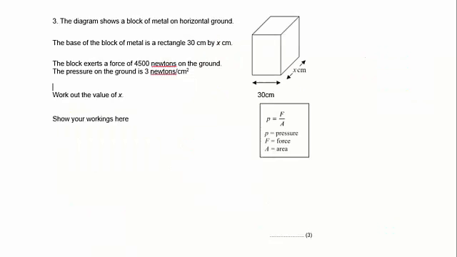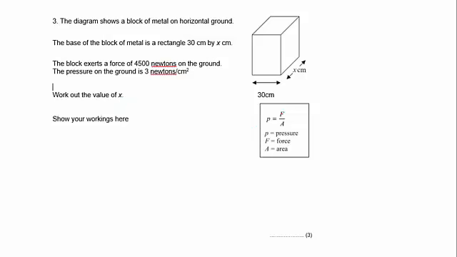Question 3. The diagram shows a block of metal on horizontal ground. The base of the block of metal is a rectangle 30 centimetres by x centimetres. The block exerts a force of 4,500 newtons on the ground. The pressure on the ground is 3 newtons per centimetre squared. Work out the value of x.